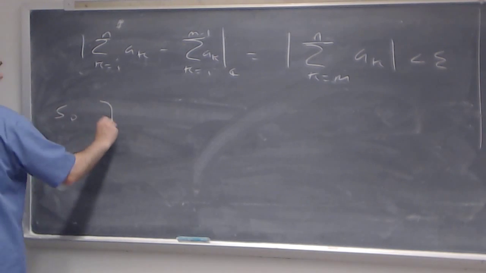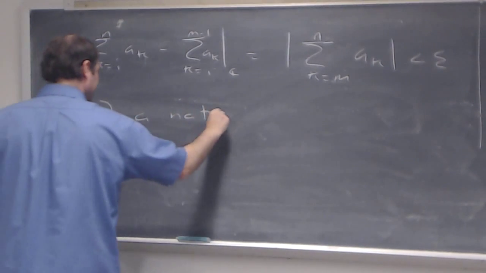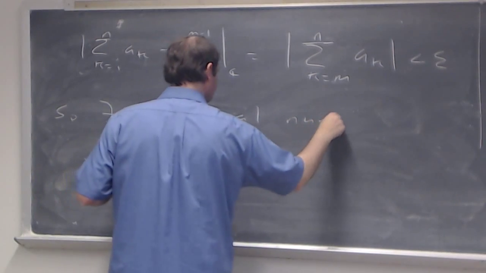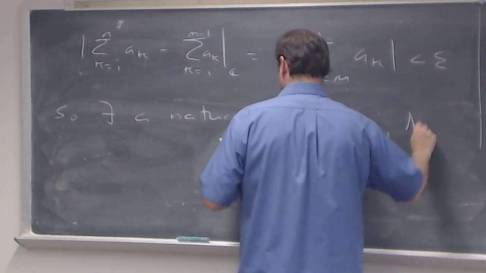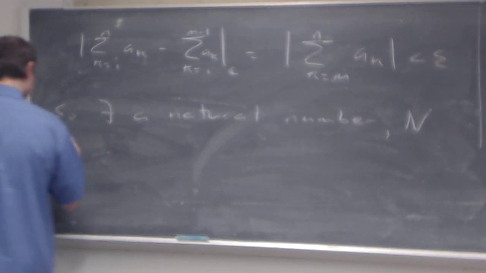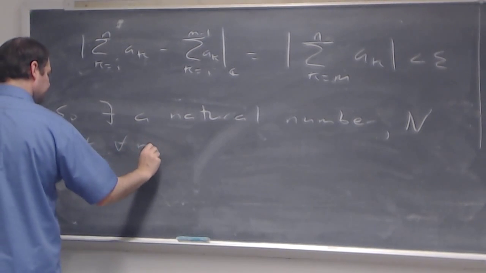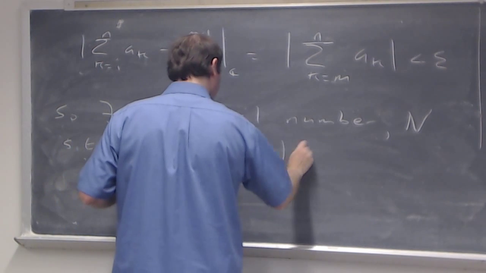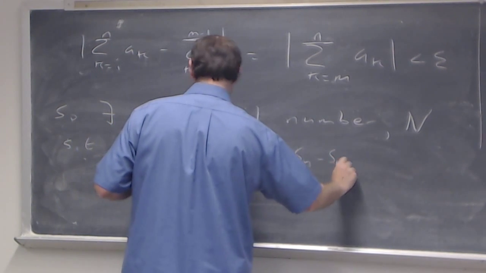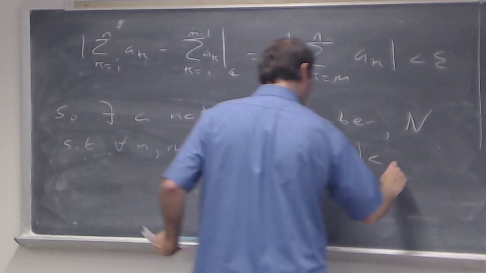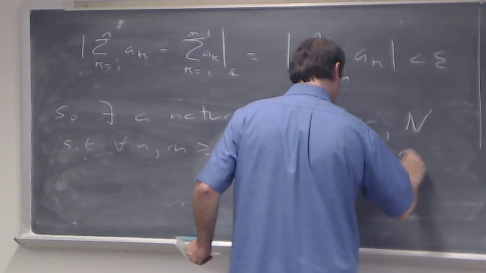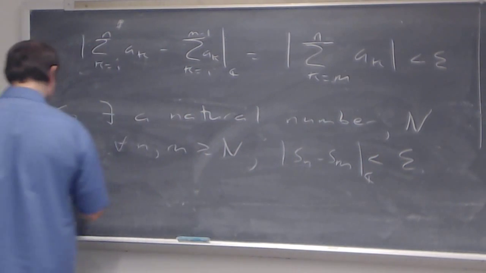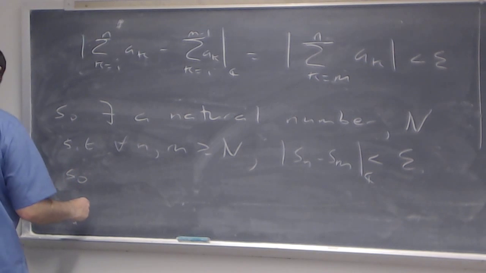So, there exists a natural number, it's an integer, it's a natural number, and it is N, such that for all n and m greater than or equal to N, S of n minus S of m in the complex norm will be less than epsilon, and that concludes the proof after I write down the concluding statement.